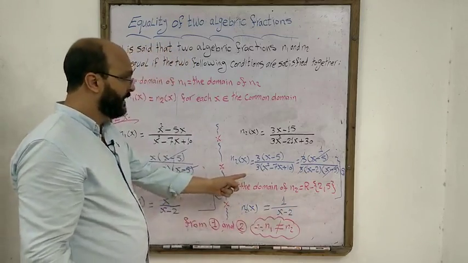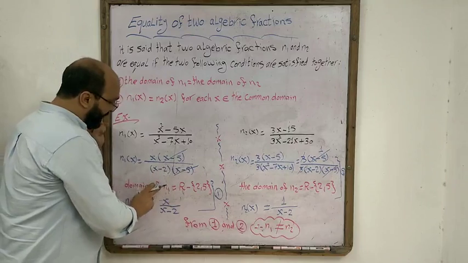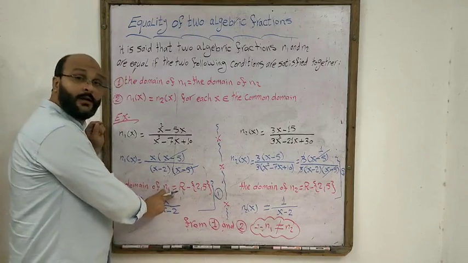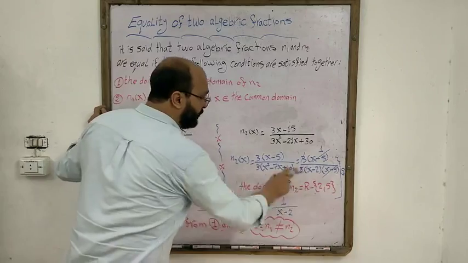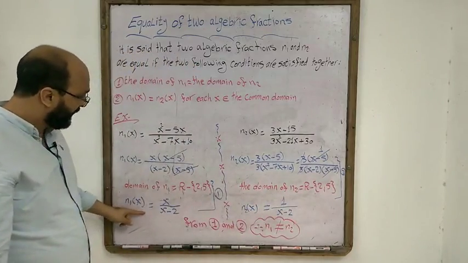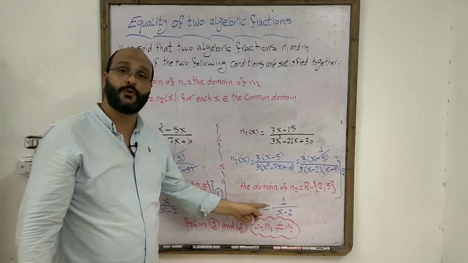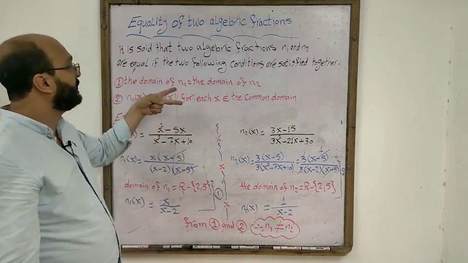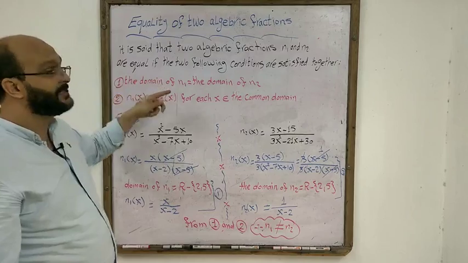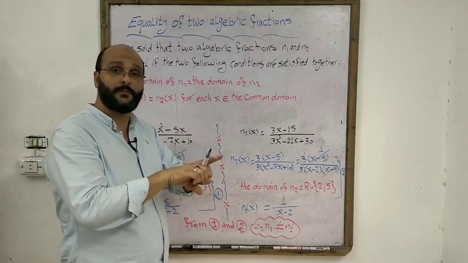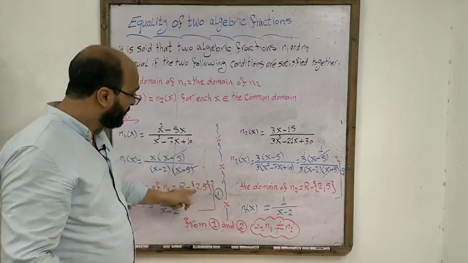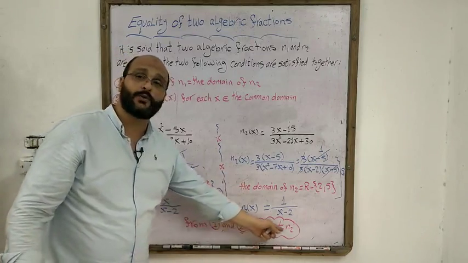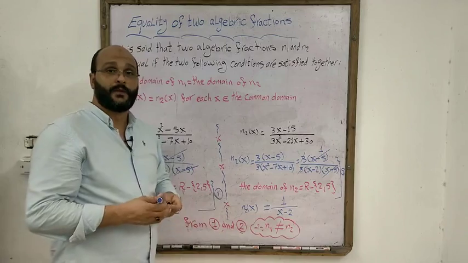From 1 and 2, as you see, the domain of n1 equals the domain of n2, but n1 of x does not equal n2 of x. We said we need to satisfy the two conditions together; one of them is not enough. Then n1 does not equal n2.